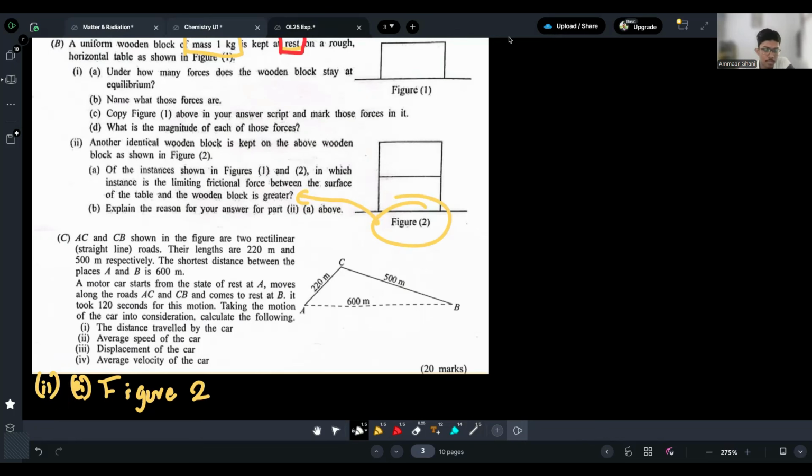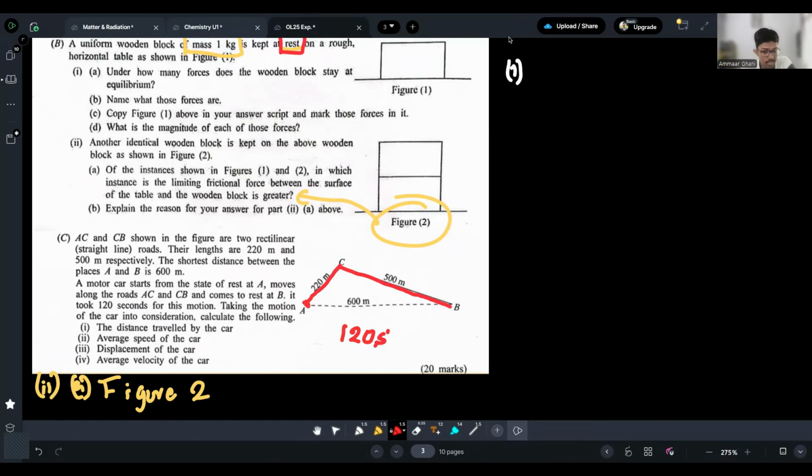The car is starting from this A, going to C, then from C it's coming to B, and it's taking 120 seconds to do this job. Okay, so first they're asking the distance traveled by the car.